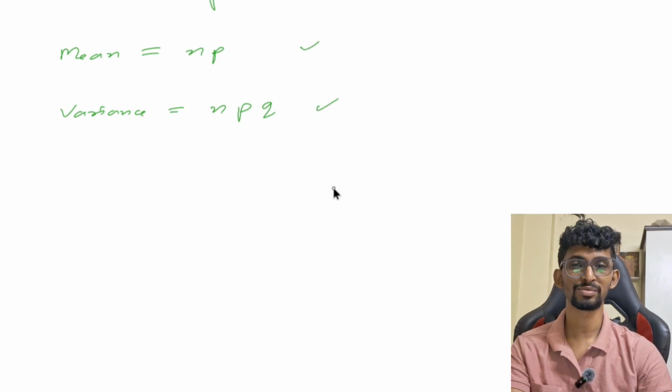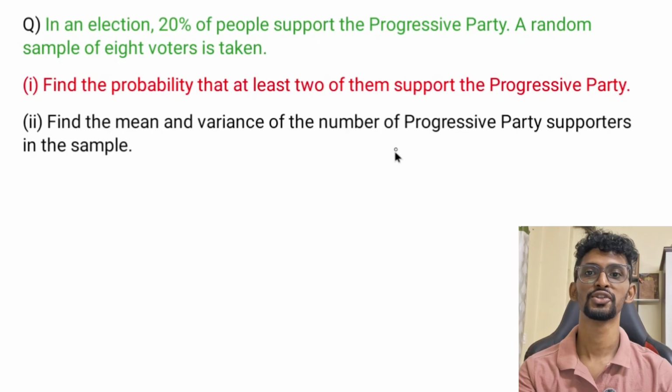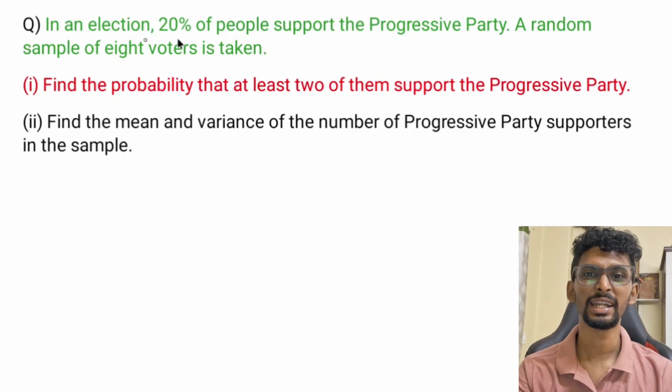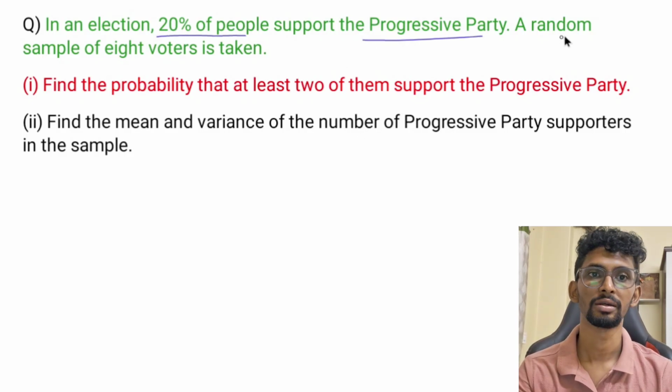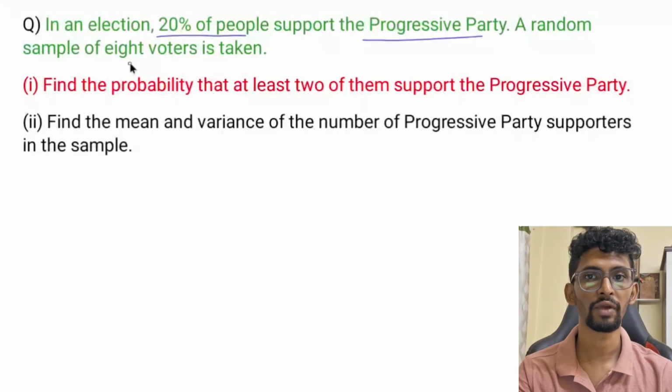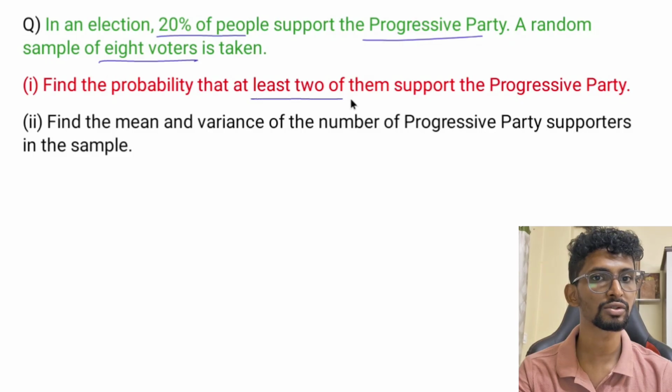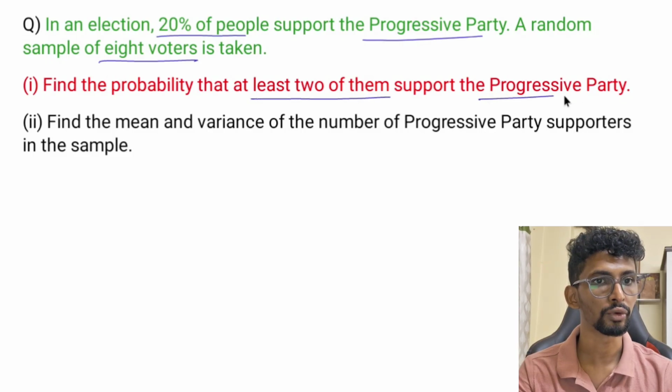Clear? So let's move to another question. The next question is: in an election, 20% of people support the Progressive Party. A random sample of 8 voters is taken. Find the probability that at least 2 of them support the Progressive Party.